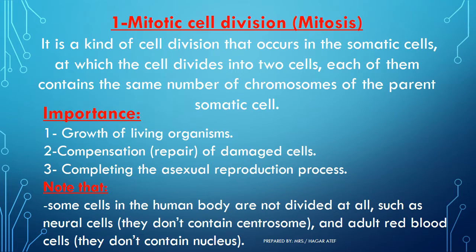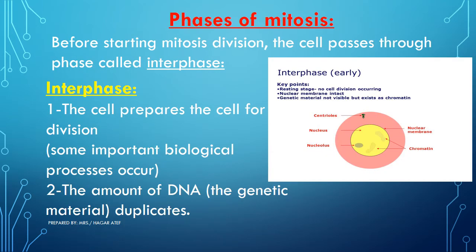Importance: number 1, growth of living organisms. Number 2, compensation or repair of damaged cells. Number 3, completing the asexual reproduction process. Note that some cells in the human body are not divided at all, such as neural cells, which don't contain a centrosome, and adult red blood cells, which don't contain a nucleus.